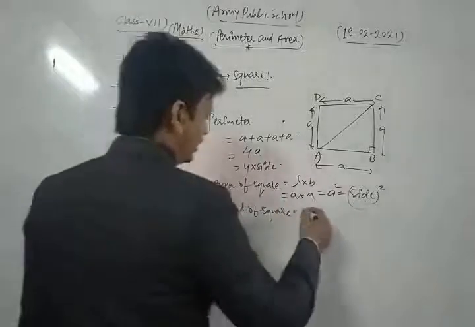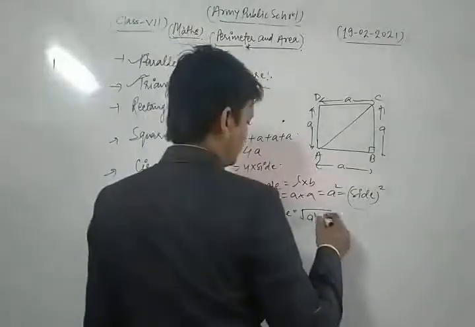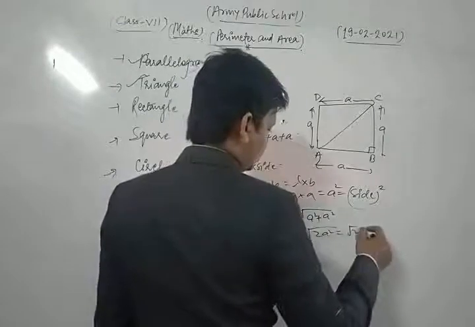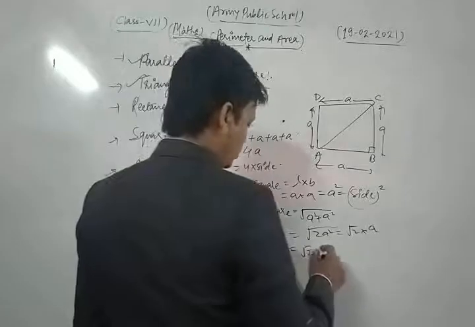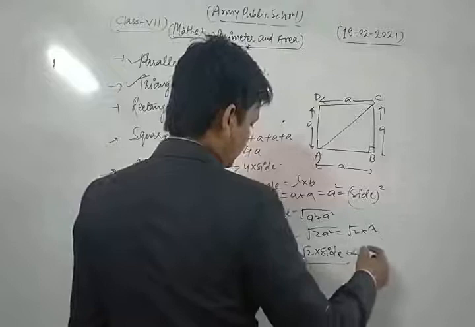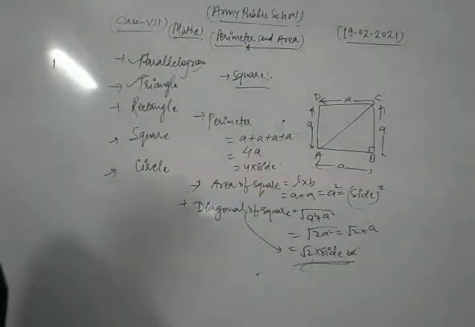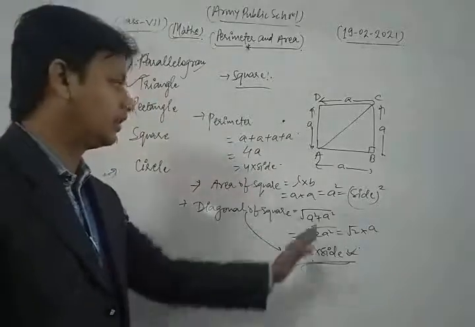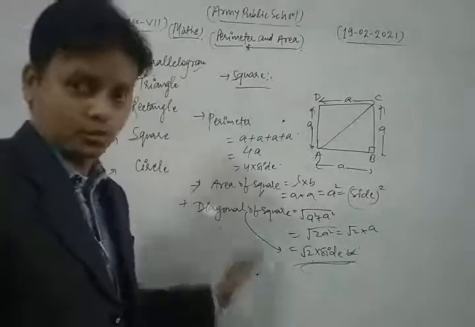Now next one, diagonal of square. Diagonal of square, using the Pythagoras property, is the square root of base square plus perpendicular square, A square plus A square, which is 2A square, so root 2 into A. Means the diagonal of square is root 2 into side. This is the formula for diagonal of square. Dear students, these are the important formulas related to the topic square.